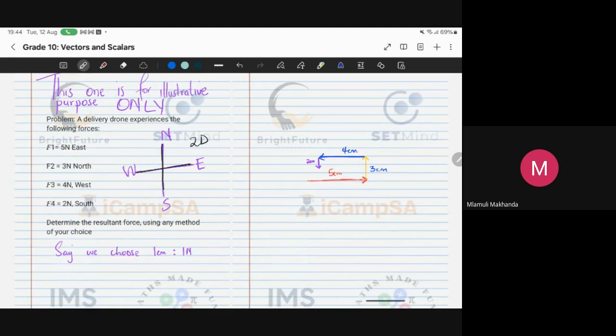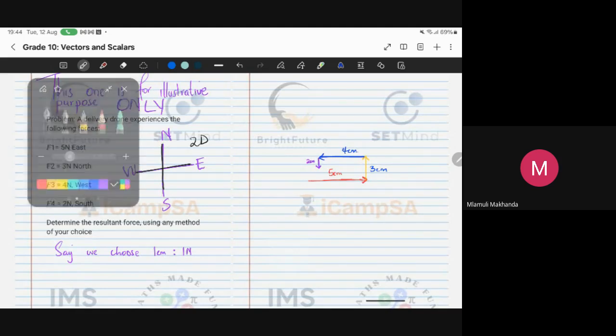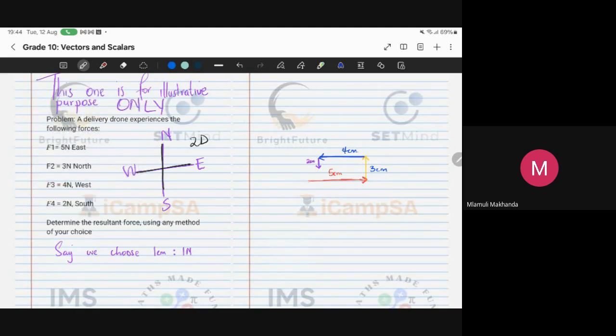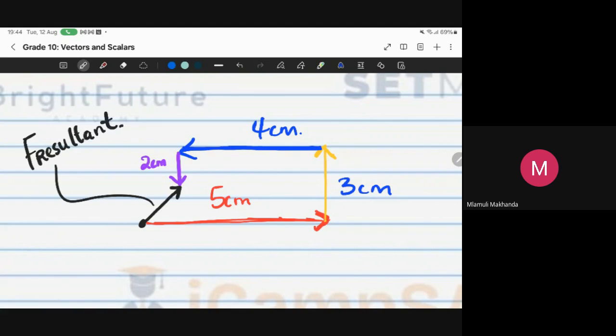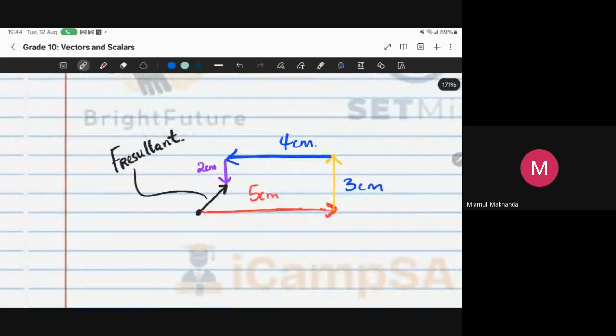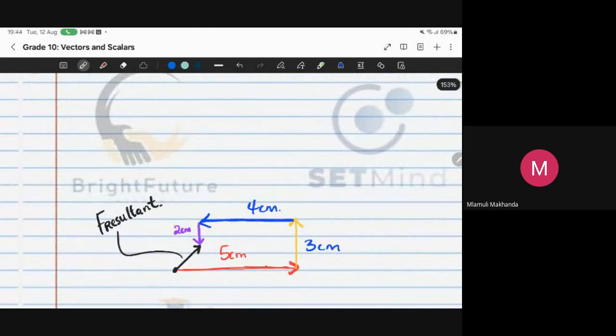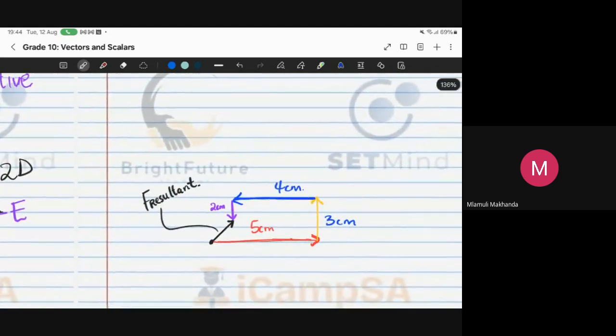Since this is a 2D problem, it's very much acceptable to draw our resultant from the tail of the first vector to the head of the last vector. That's your F resultant. But you will not have to do this in your exam unless it specifically says it's a 2D situation, but you won't have to in your syllabus. You'll only do it in grade 11.